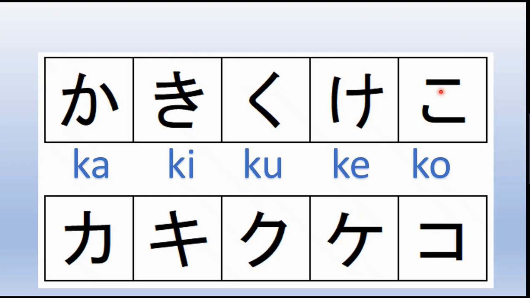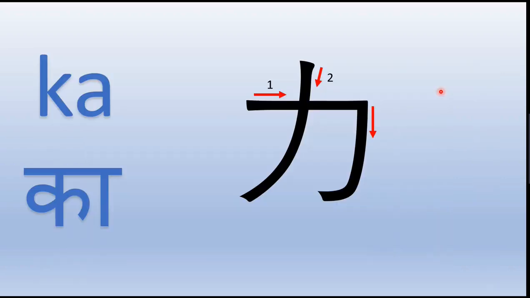Now let us try to write each of these alphabets with the correct stroke order. This is ka. Ka can be written in katakana in two strokes. The first stroke is this horizontal line and then this vertical portion bent like this, and the second stroke is this vertical line bent like this at the end. This is ka.